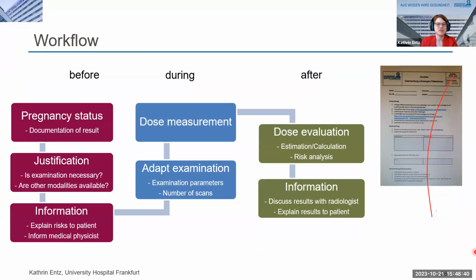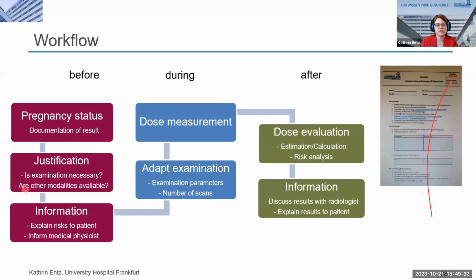So in the end, I'm just going to show you a little example workflow of what you should do. Before you start the examination, you should always determine the pregnancy status, which means at our hospital simply that we are asking the patient if she's pregnant or not. I know that there are other hospitals that are actually doing pregnancy tests just to be sure, but I think that's way too much. Whatever you're doing, it's important to document the results, because I've also seen patients who claim later on that we ignored what they said, and we imaged them in spite of their pregnancy.